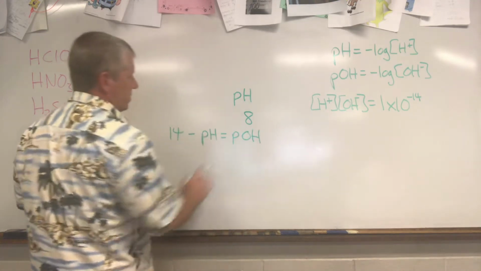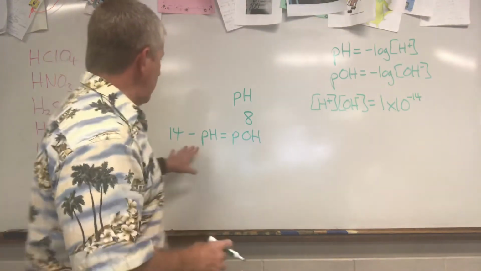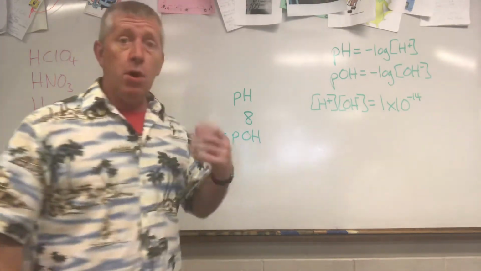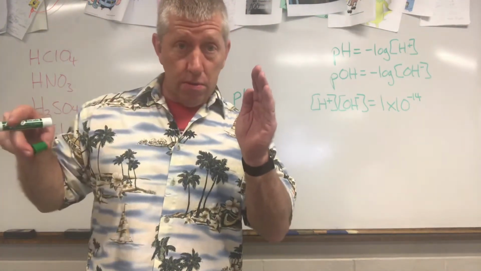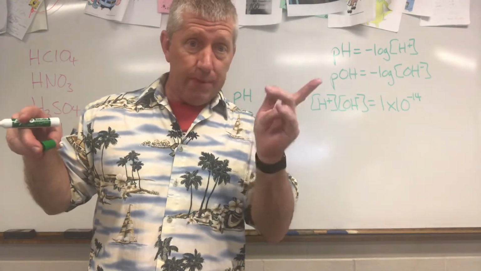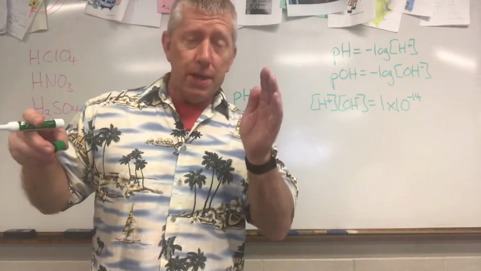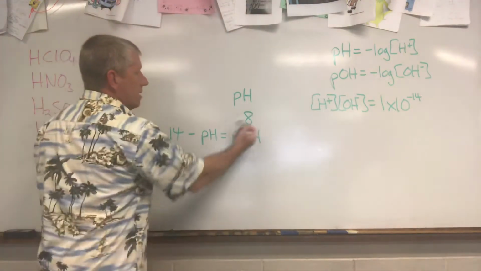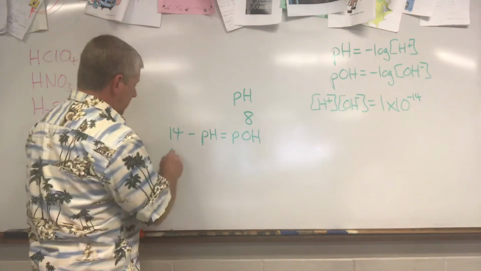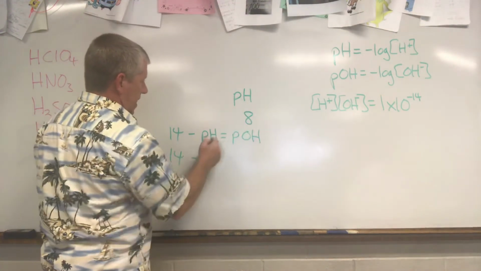So we've got to remember this too. This is going to come in handy. If I want to switch back and forth between pH and pOH, just remember 14 minus pH if you're trying to find pOH, and 14 minus pOH if you're trying to get pH. So in this case, if the pH were 8, 14 minus 8.